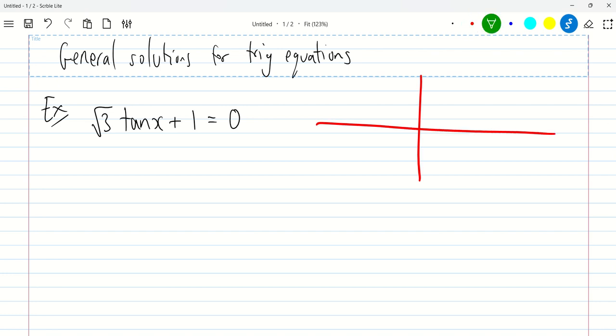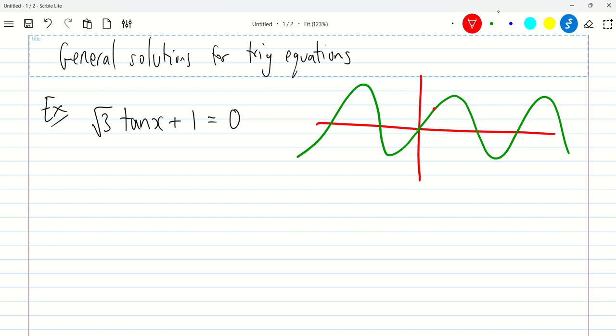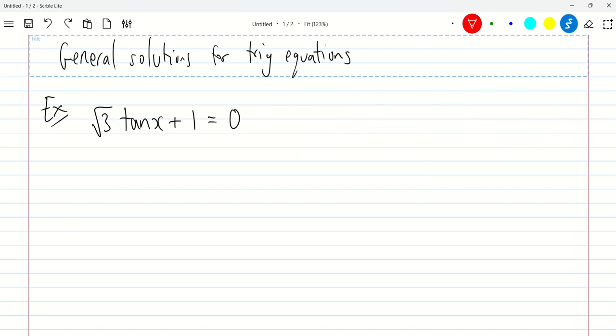if I drew the sine function, for instance, it just goes on forever. And you're saying, well, where is sine equal to a half? It's equal to a half there, and there, and there, and there, and there, and there. It's infinite. There's infinite different places where that solution is true. And so we need to think of a way to be able to write down an infinite number of solutions.